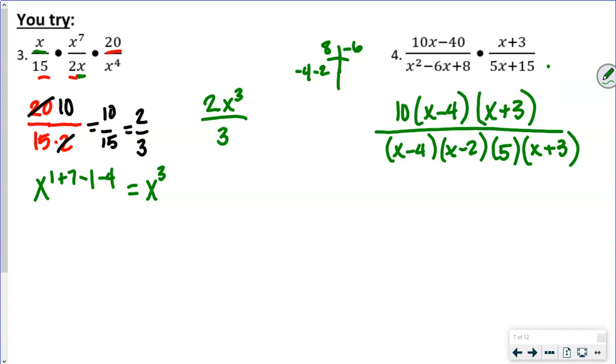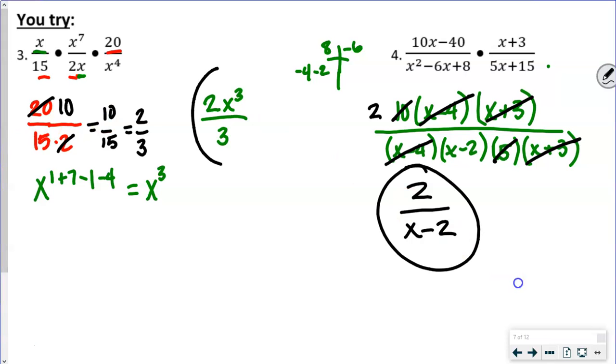Okay, so now we're just looking for common factors in the numerator and the denominator, okay? So now notice this 10 right here. 10 and 5 are factors of each other, right? So this reduces to be a 2. Then we've got our x minus 4 and x minus 4, and our x plus 3 and our x plus 3, right? So what are we left with? 2 over x minus 2. And that's our answer. This was our answer over here, by the way.